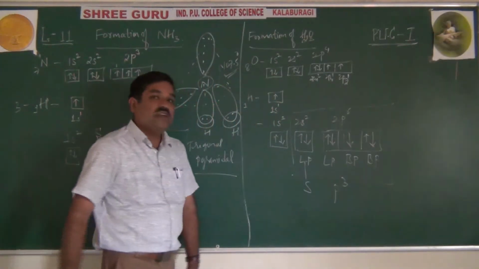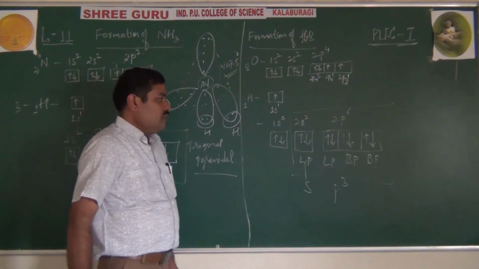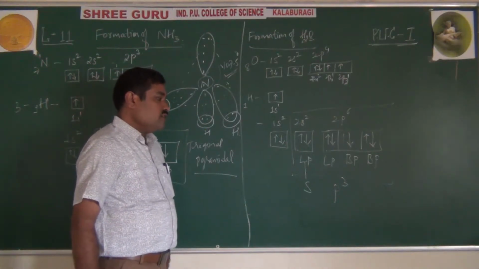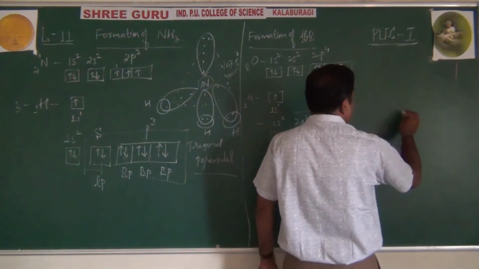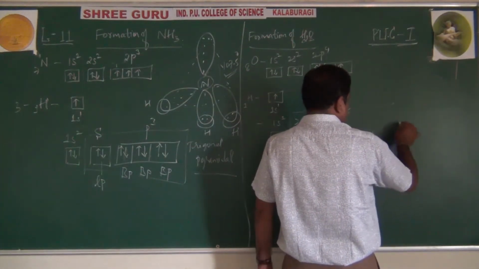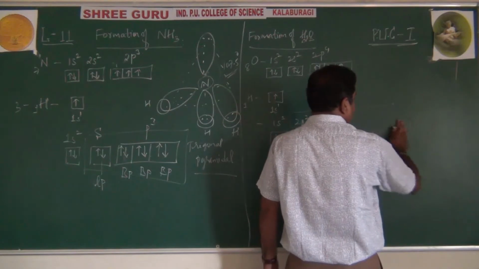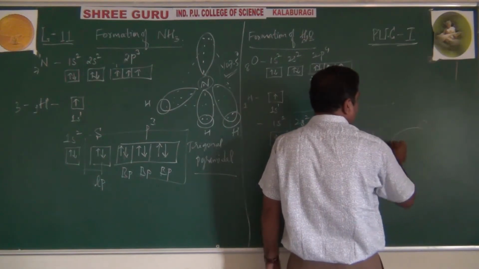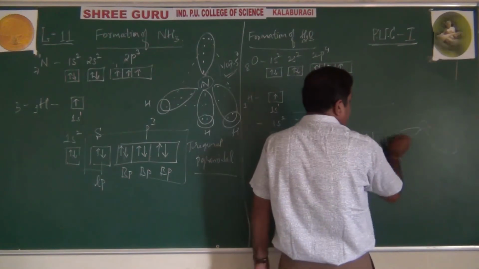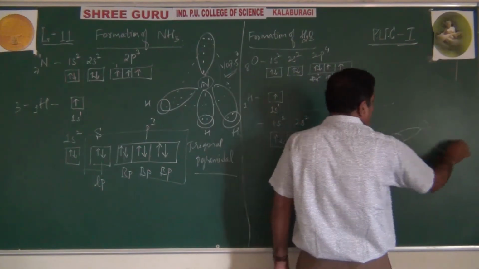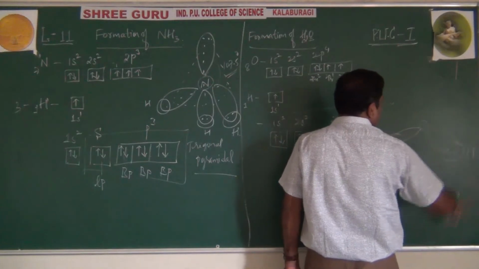Got it? So now there are 2 lone pairs and 2 bond pairs. Now put in the structure. Same oxygen you can draw here. Okay, they will share hydrogen, share hydrogen, H2O.